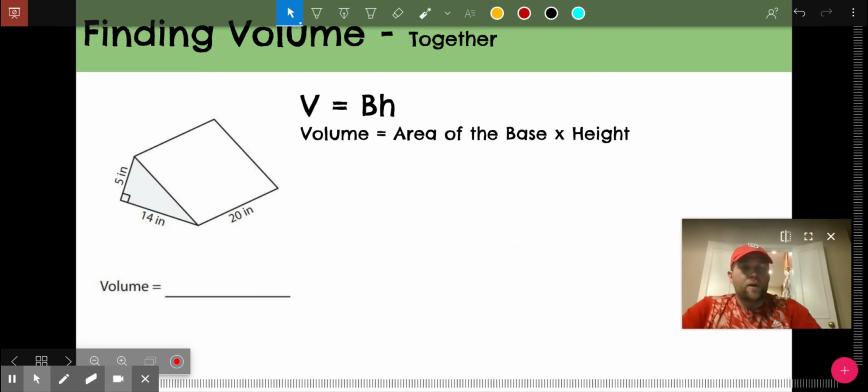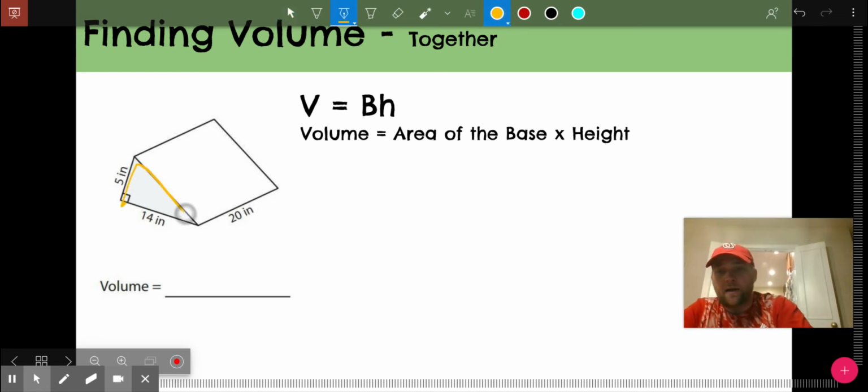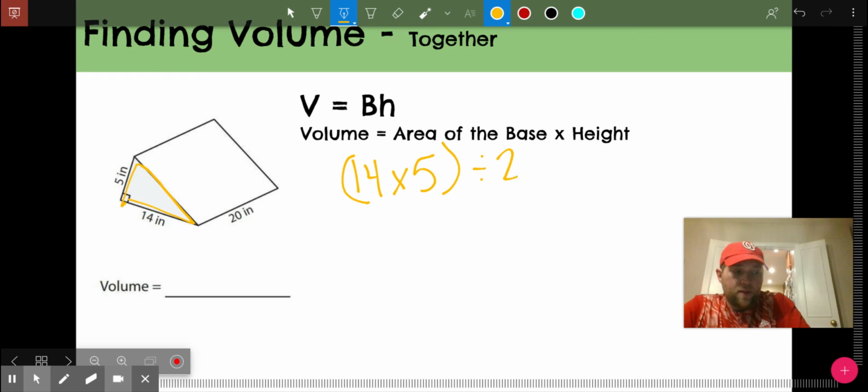All right, so now we're doing a triangular prism, and it's the same formula. Volume is equal to the area of the base times the height. I'm going to call this triangular face my base, okay? The area of a triangle is base times height divided by 2. So I'm going to do 14 times 5 divided by 2, and 14 times 5 divided by 2 is equal to 35.